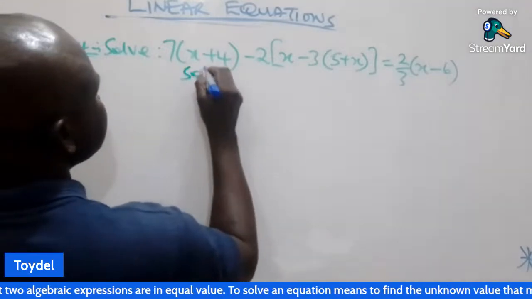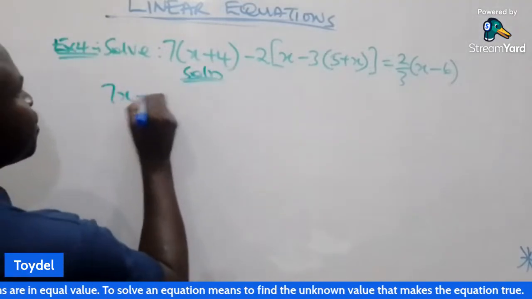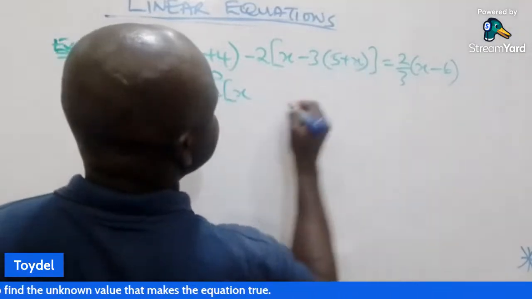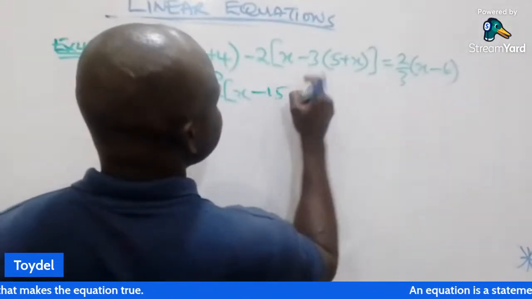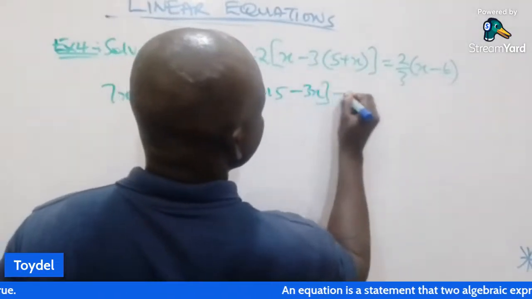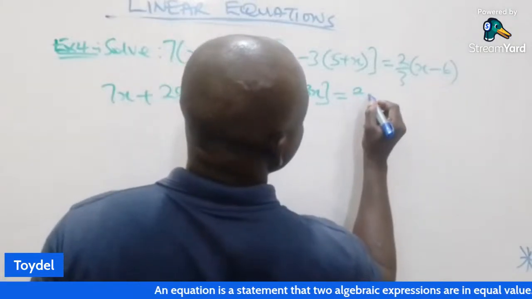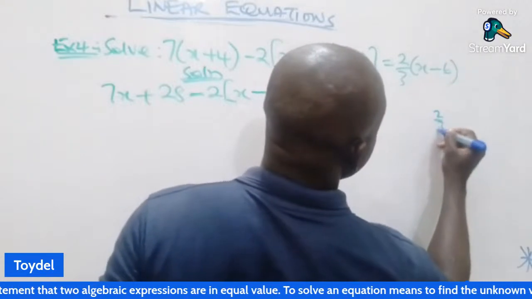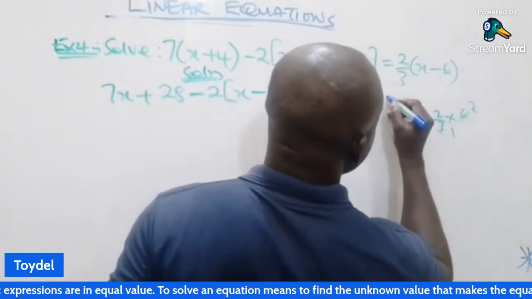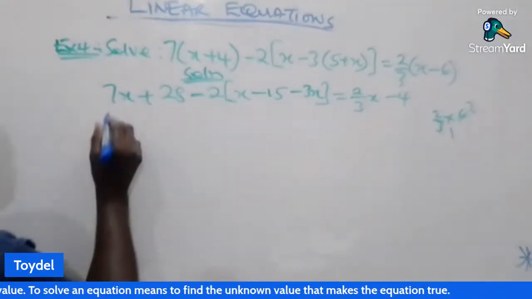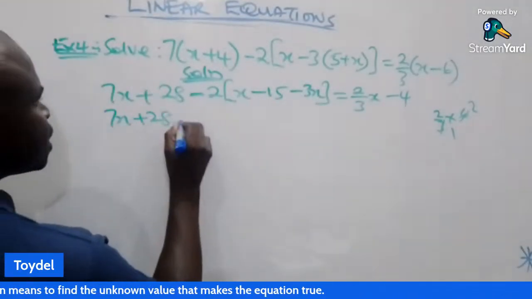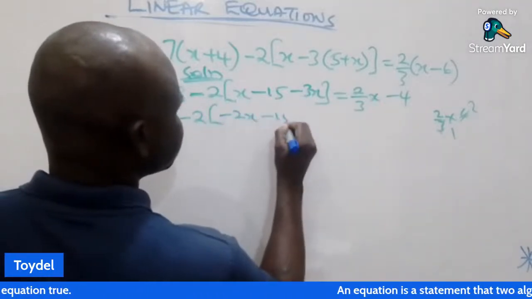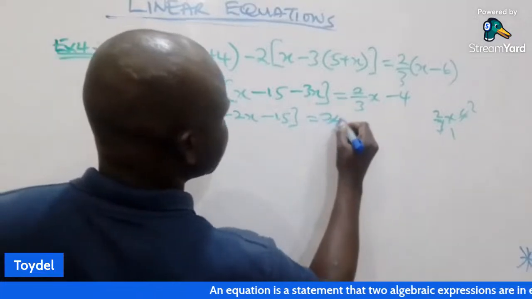So in this case, solution. We have 7x plus 7 times 4, 28, minus 2 into bracket x. Let's first remove the brackets inside: minus 3 times 5, that's minus 15, minus 3 times x, minus 3x. Equal to 2 over 3 multiplied by 6. Here 1, here 2, that's minus 4 at the right hand side. Then we have 7x plus 28 minus 2x minus 15, so we go to 2 all over 3x minus 4.